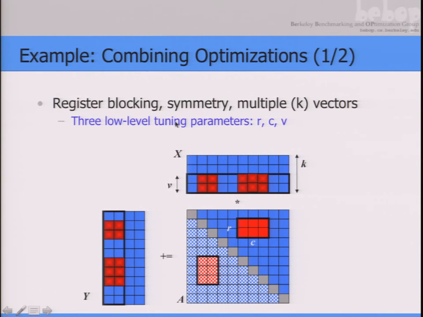Okay. Then I have to combine things. And so let's suppose that I want to do sparse matrix multiply. So what I want to do is take advantage of the fact that my matrix is symmetric. So I'm not going to store this stuff down here. I'm just going to store the upper triangle. I want to take advantage of the fact that I'm going to do register blocking. And I'm going to take advantage of the fact that I'm not going to do a single vector x. I'm going to have k vectors x. So I now have 3 blocking parameters that I have to pick. I have to pick r, I have to pick c, and I have to pick how many vectors I'm going to do at the same time. So the question is, what is the payoff for doing this?